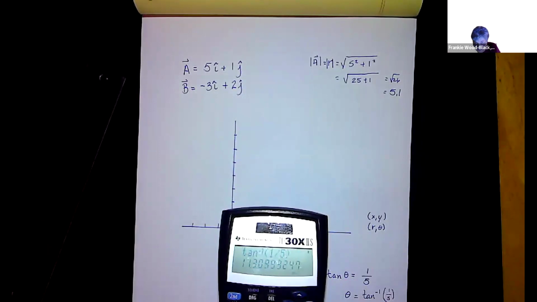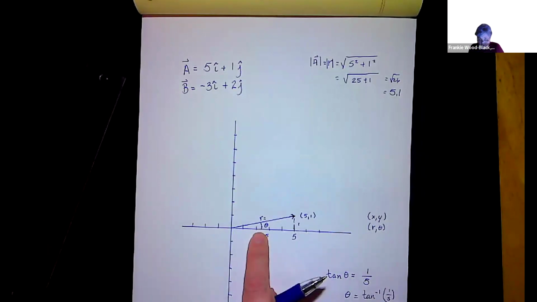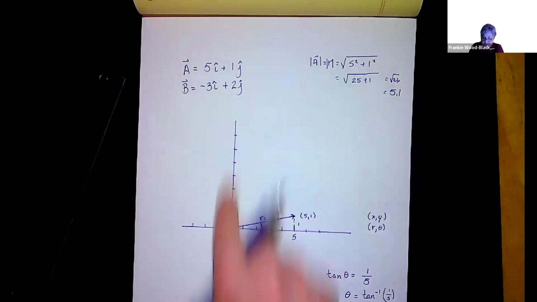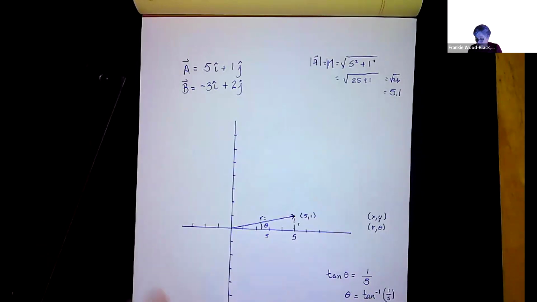So if I do my calculation, I'm going to get my 11.3 degrees. And that looks about right because we know that if I went through halfway, that'd be 45 degrees. If I'm up here, it's going to be 90 degrees.